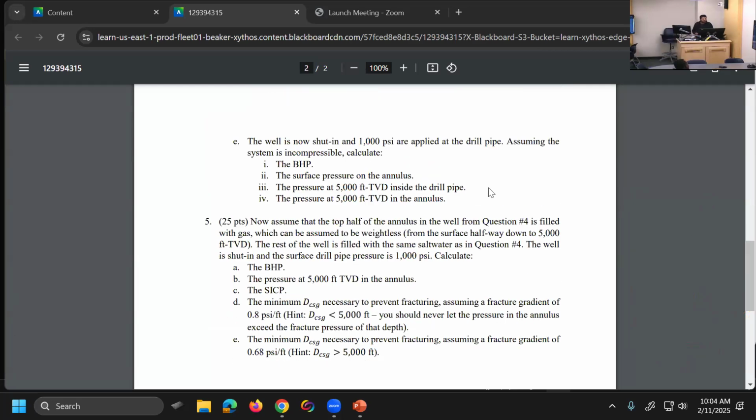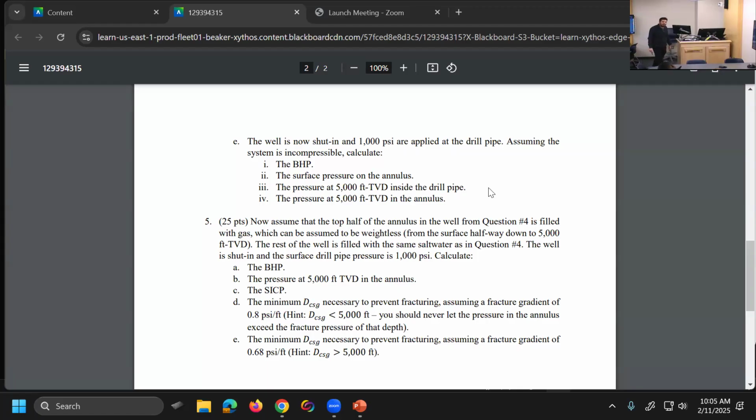Part E, the well is now shut in and 1000 psi are applied at the drill pipe. Assuming the system is incompressible, calculate the BHP, the surface pressure on the annulus, the pressure at 5000 feet TVD inside the drill pipe, and the pressure at 5000 feet TVD in the annulus. Now, everything is the same, but I have 1000 psi on the surface extra. That means I need to go and adjust accordingly.